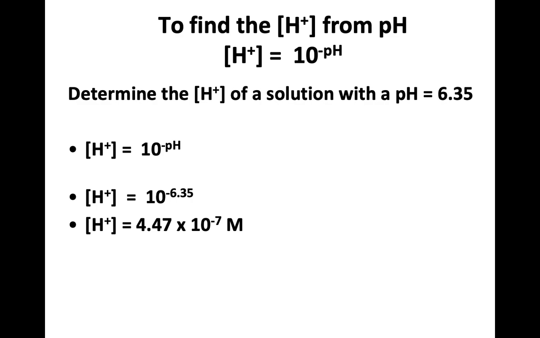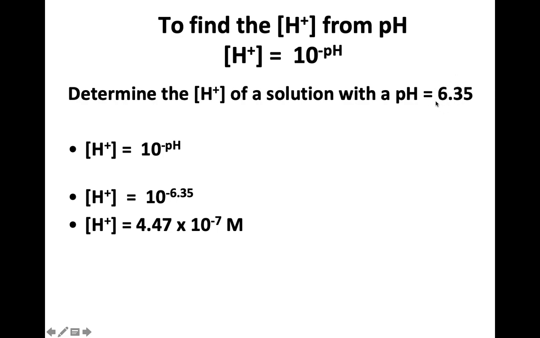Okay? So now let's do it the other way. Determine the hydrogen concentration of a solution with pH of 6.35. If we were in class and we all had our calculators, all it's doing is doing the opposite. So what you're doing is you're unlogging it. What's unlogging? It's the 10 to the minus whatever the pH number is. This is a pH of 6.35.